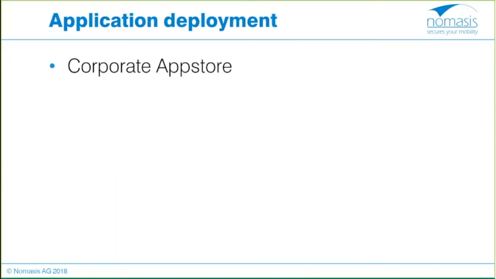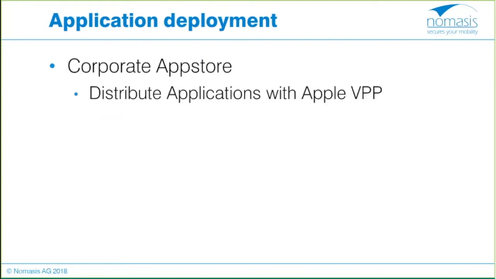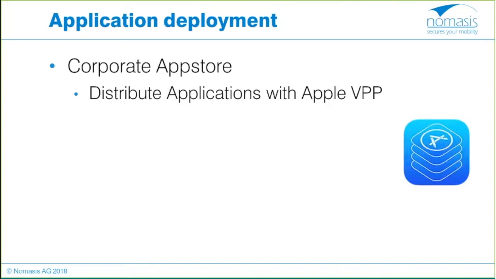Okay, so far so good for security. The next topic is about application deployment. So the good news is that the Mobile Iron App Store can be used with Apple VPP, the Volume Purchase Program, to distribute public applications on macOS device. It's the same principle exactly as Apple VPP for iOS. So we are able to buy free or paid apps in the iTunes Store and distribute them with Mobile Iron.